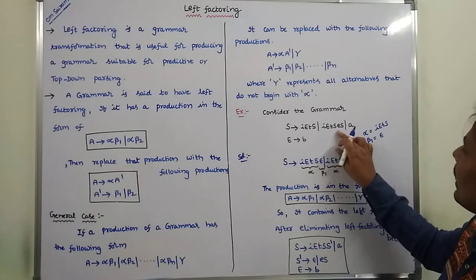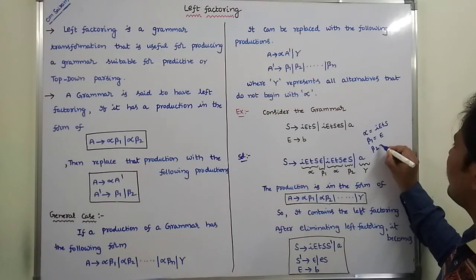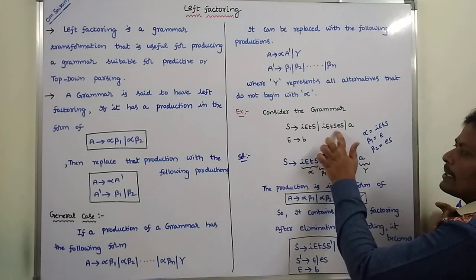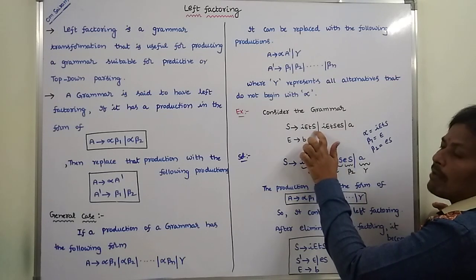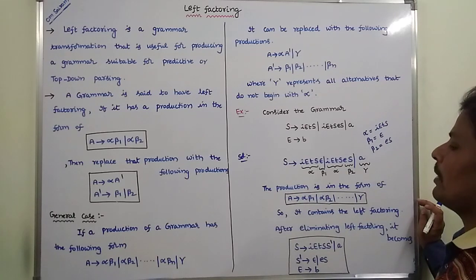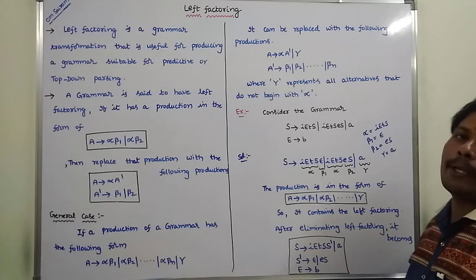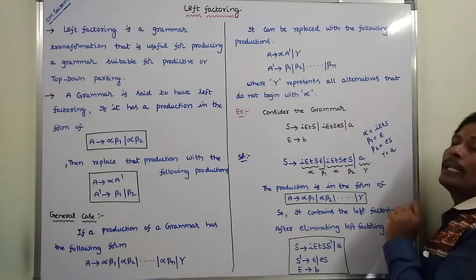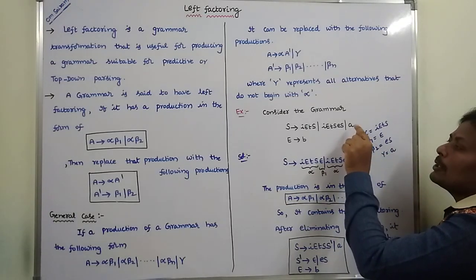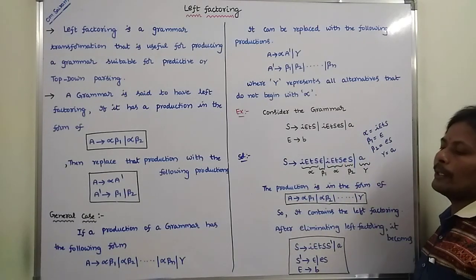Next one, alpha is same IETS, and beta 2 is equal to ES, because this is alpha, this is also alpha. Here beta 1 is epsilon and beta 2 is ES. Okay. Next, gamma is equal to A. Gamma is nothing but the parts that do not start with alpha. Here the third part does not start with alpha. Then we can say that gamma is equal to A.